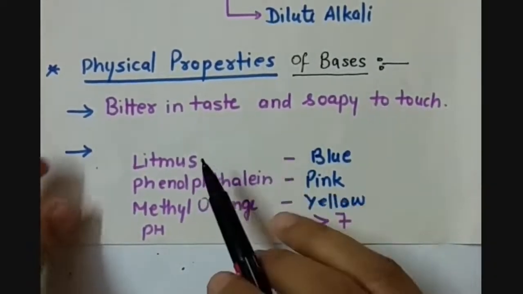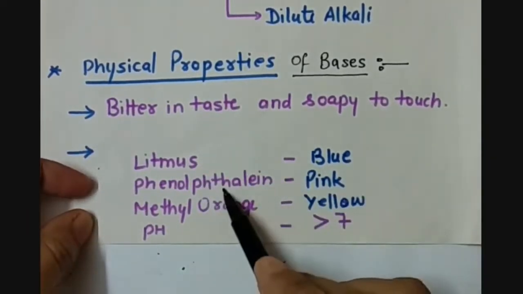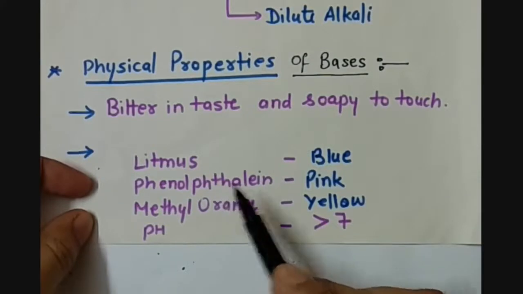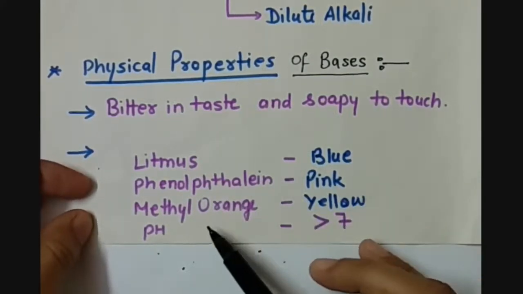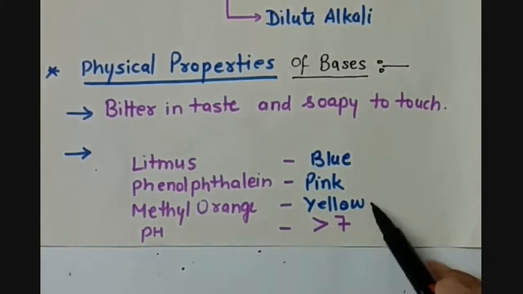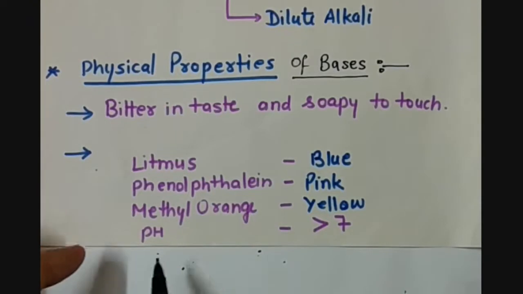Bases turn red litmus into blue color. Phenolphthalein, which is colorless, turns pink when it reacts with bases. Methyl orange, which is orange in color, turns yellow when a base is added. And the pH value of bases is always greater than 7.